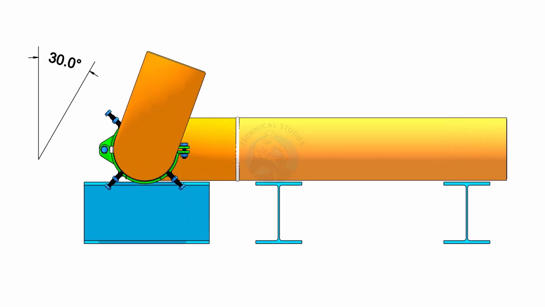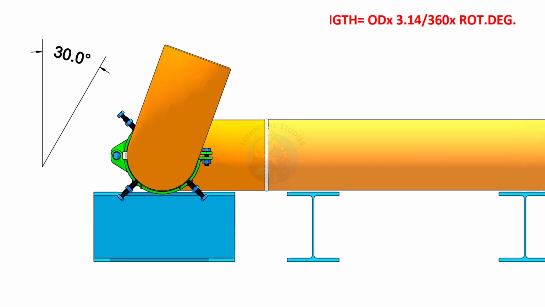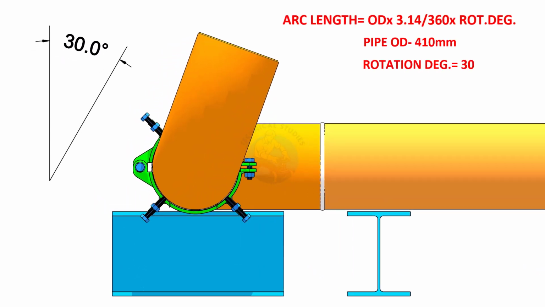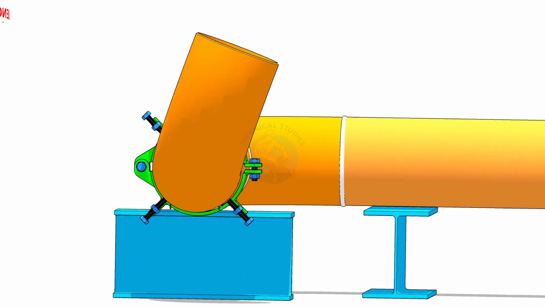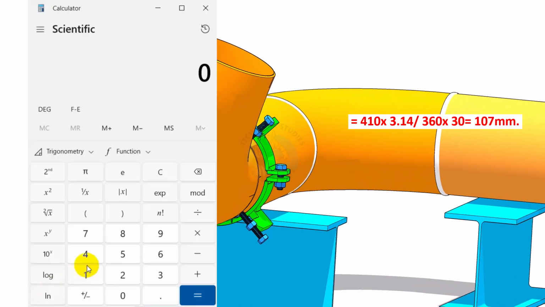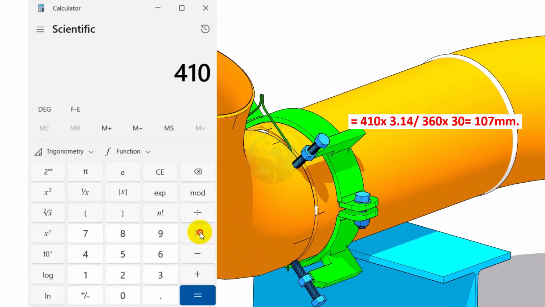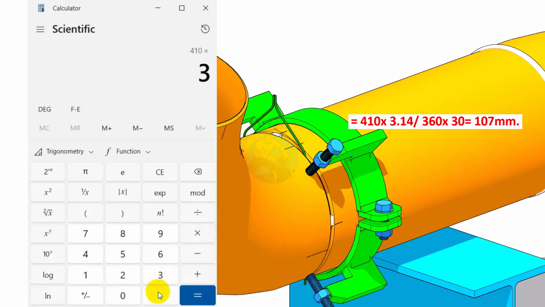Use this formula: OD times pi divided by 360 times rotation angle. For example, OD times 3.14 divided by 360 times 30 is equal to 107 mm.